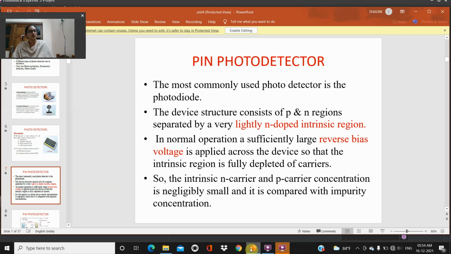The most commonly used photodetector is the photodiode. The device structure consists of a PN junction separated by a very lightly doped intrinsic region. In normal operation, a sufficiently large reverse bias voltage is applied across the device so that the intrinsic region is fully depleted of carriers. So the intrinsic N carrier and P carrier concentration is negligibly small compared with the impurity concentration.